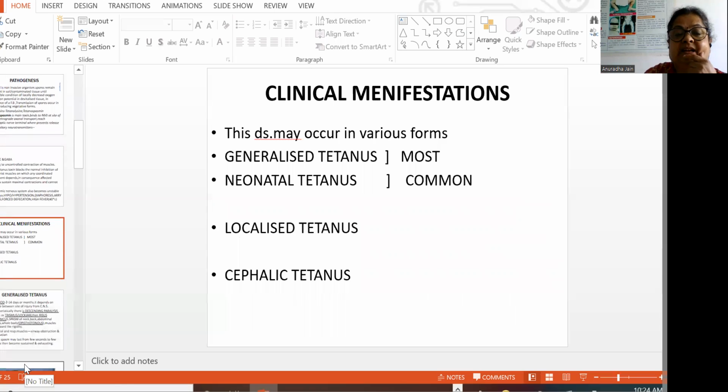Then next is the clinical manifestations. This may occur in various forms. That is the generalized tetanus and neonatal tetanus. These two forms are the most common. Third one is the localized tetanus, and fourth is the cephalic tetanus.